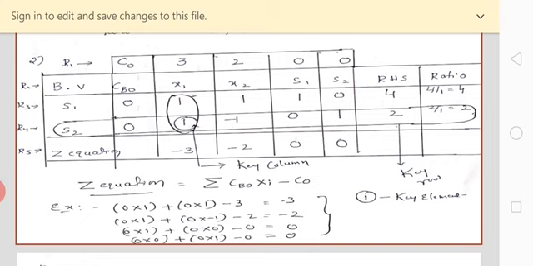And the intersection point will be there for both of these. It will be the key element. The key element, which is the intersection of the entering column and the leaving row, is nothing but the key element here. My key element is what now? 1. I have written it here. My key element is 1 now. Understood?